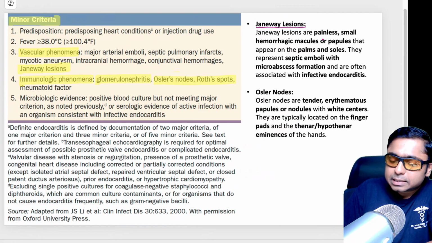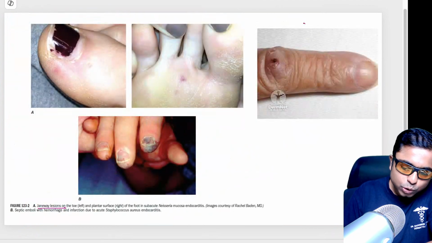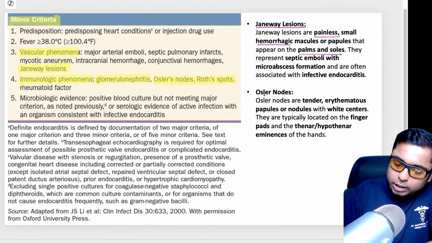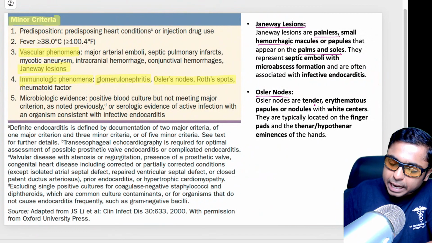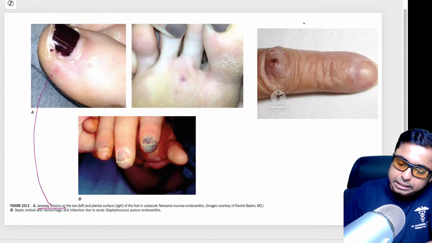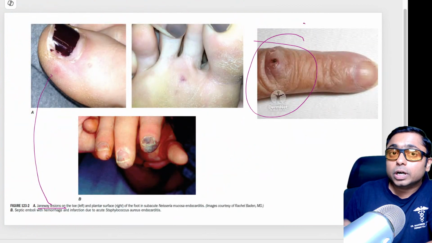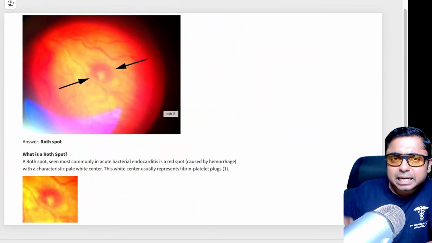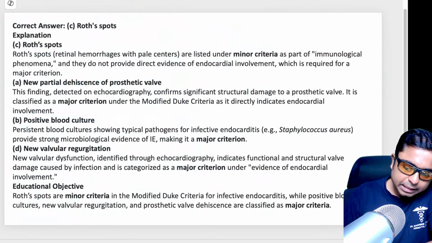Janeway's lesions are the erythematous or hemorrhagic lesions of the palms and soles, which are absolutely painless. You can see in this picture, these are the Janeway's lesions. Then what are Osler's nodes? They are tender, painful erythematous papules and nodules present over the fingers. Here you can say this is an Osler's node, which is going to be painful. Roth spots are seen over the retina and these are minor criteria.